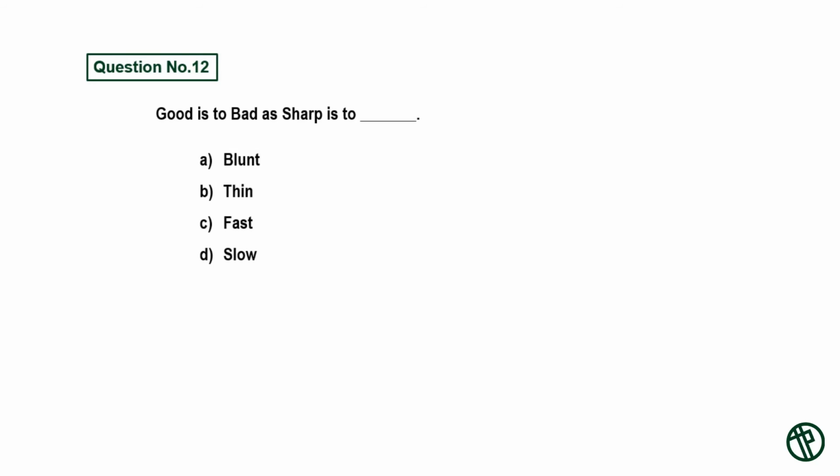Question number 12. Good is to bad as sharp is to. Option A, blunt. Option B, thin. Option C, fast. Option D, slow. Answer is option A, blunt.